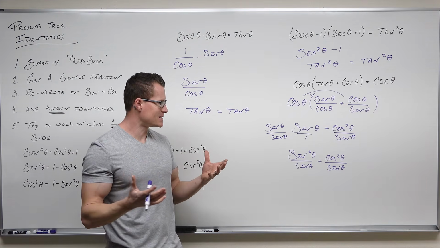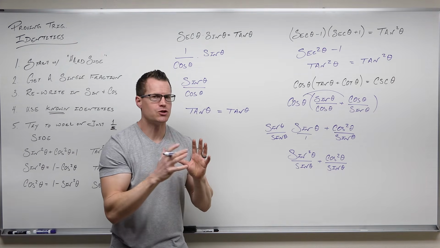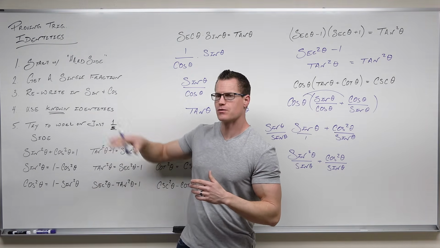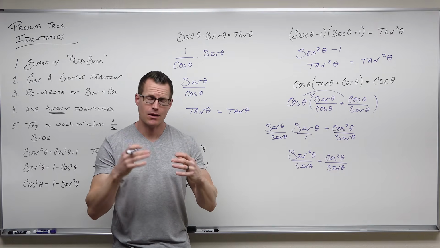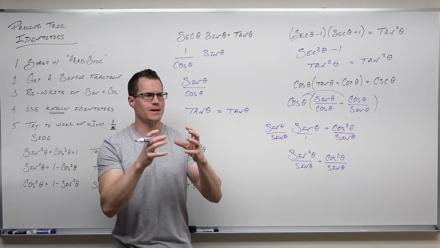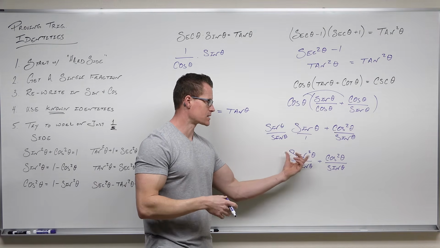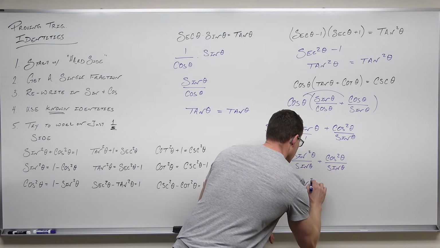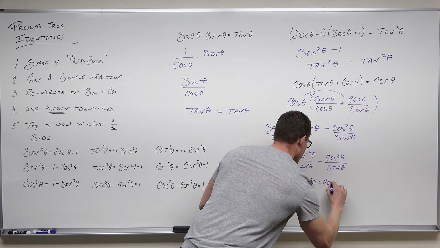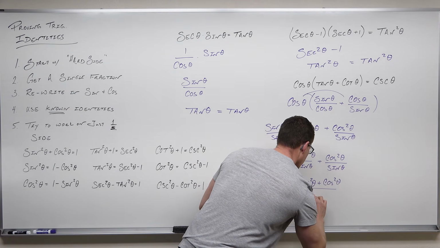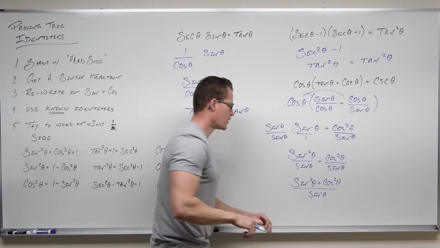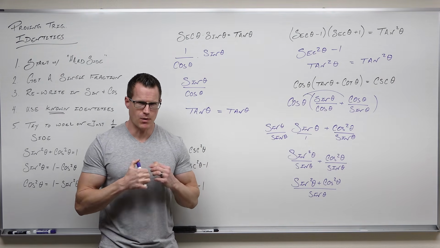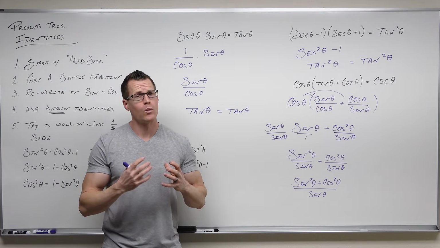Oh, look, we got a common denominator. We can now make one fraction. And you're going to see exactly why we do that. Why we get a single fraction is because a lot of times when we do that, things cancel. And also, we get some identities that just pop right out of this. So we're going to get sine squared theta plus cosine squared theta over sine theta.